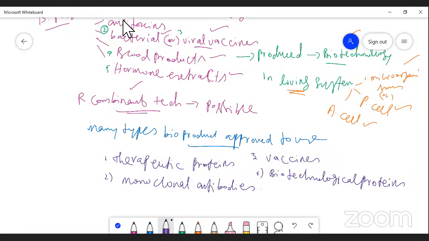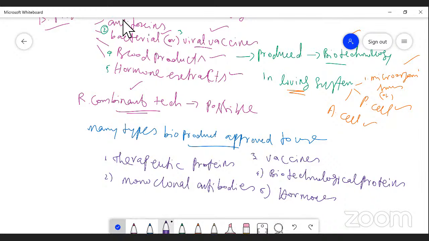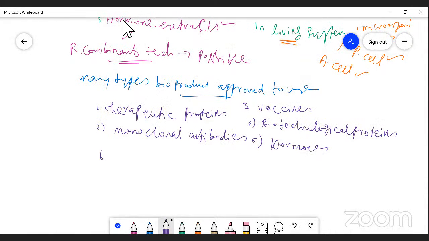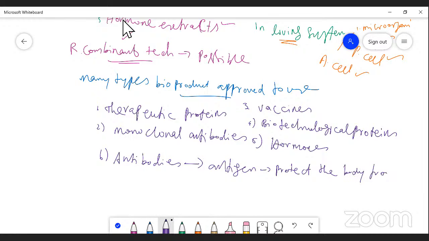Hormones are used. And also the antibodies. Antibodies are substances which act against the antigen, destroy the antigen, and protect the body from disease. That is the role of antibodies.